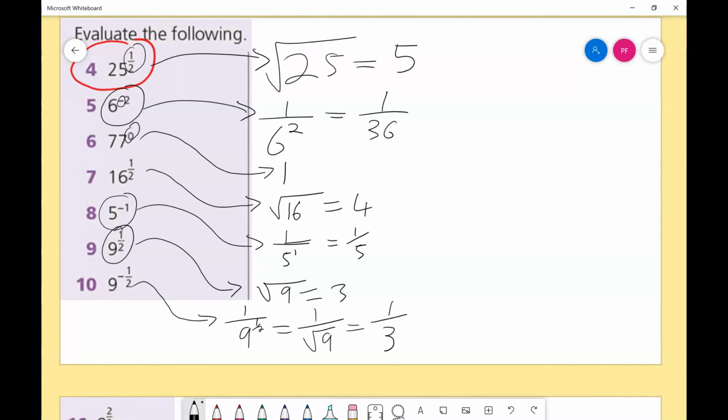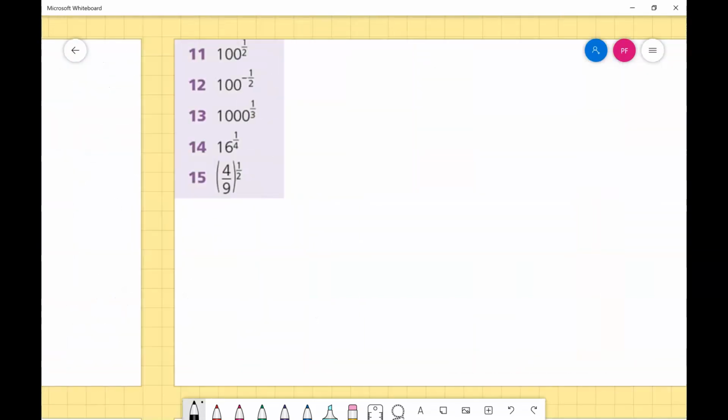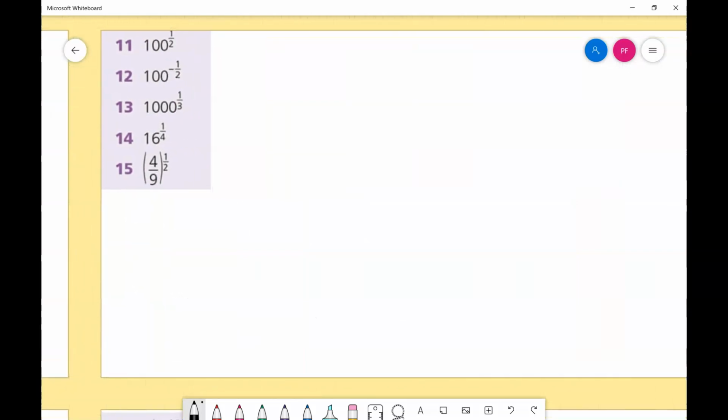Okay, moving on to questions 11 to 15. Here I've got 100 to the power of a half. Power of a half means the square root of 100. And the square root of 100 is 10.